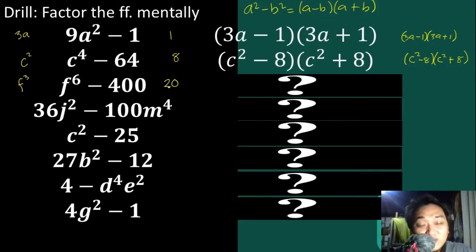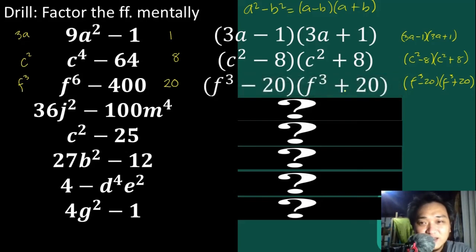Why? Because 20 times 20 is 400. So, the factor, tingnan natin kung tama tayo. F raised to 3 minus 20 times the quantity f raised to 3 plus 20. Ayan. Tingnan natin kung tama tayo. Ayan, tama tayo. So, now our next example, 36j squared minus 100m to the 4th.